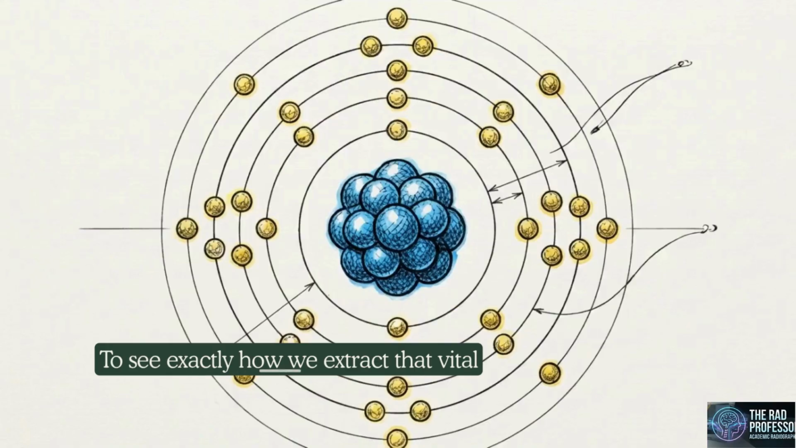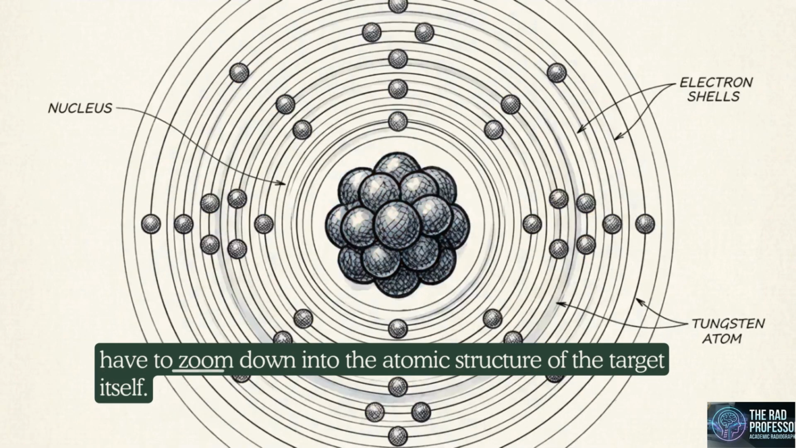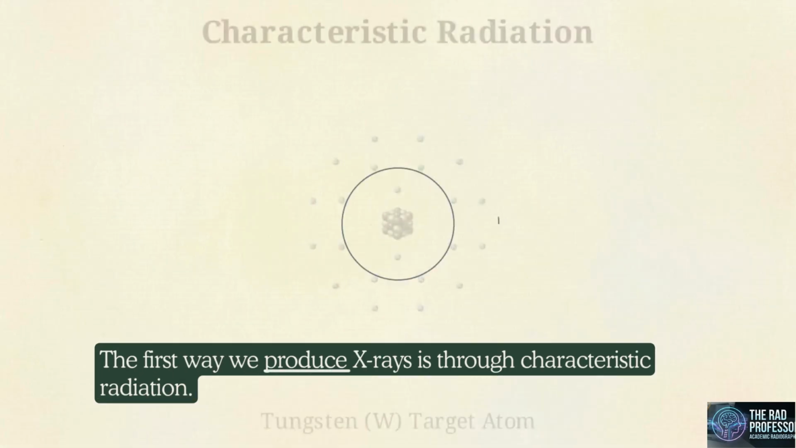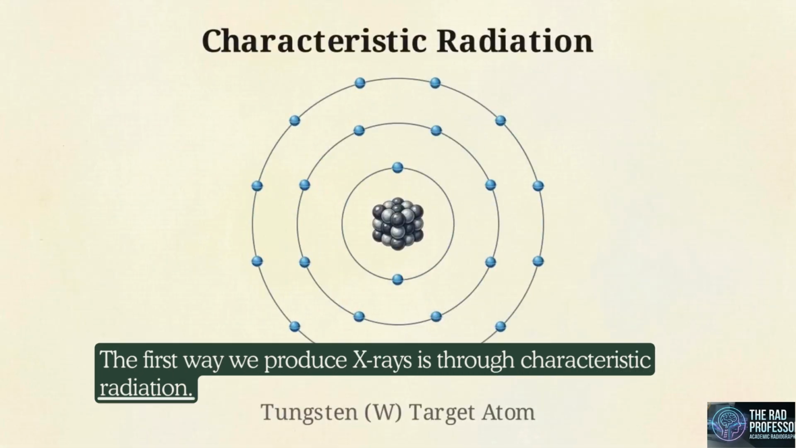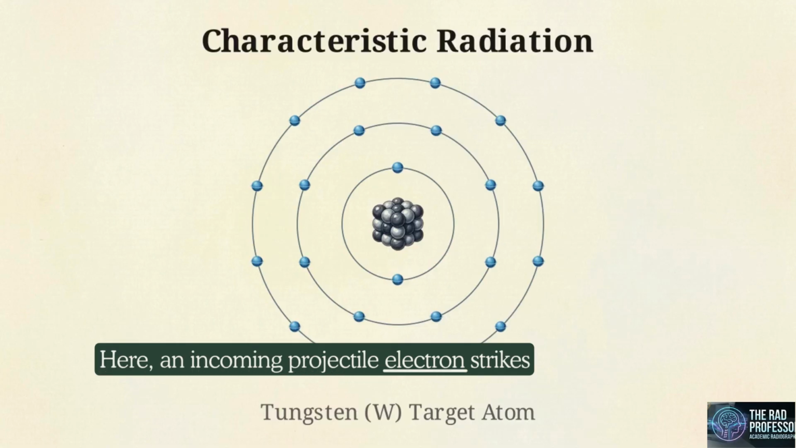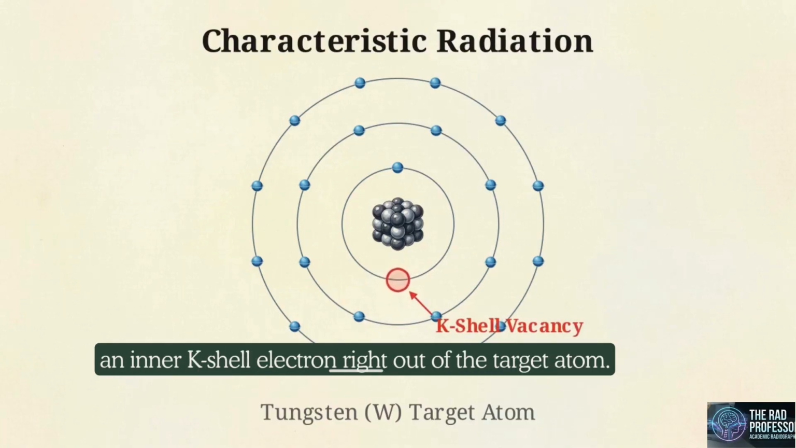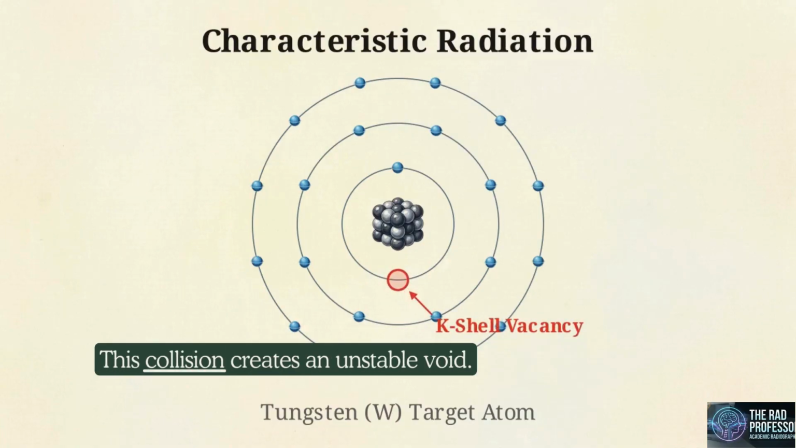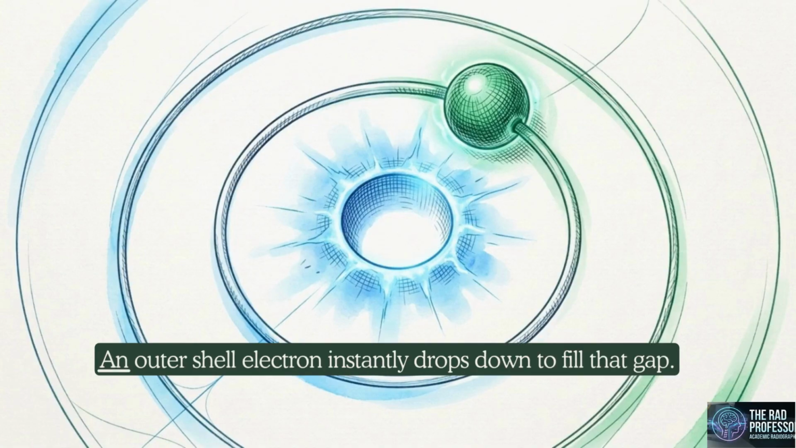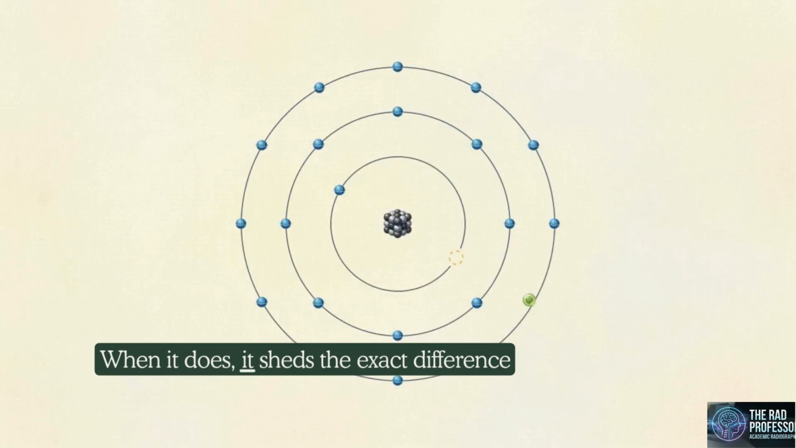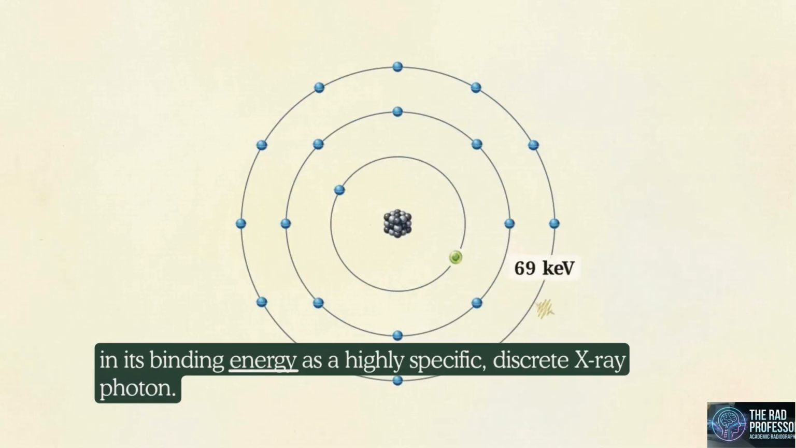To see exactly how we extract that vital 1% of diagnostic light from the collision, we have to zoom down into the atomic structure of the target itself. The first way we produce X-rays is through characteristic radiation. Here, an incoming projectile electron strikes with enough force that it completely ejects an inner K-shell electron right out of the target atom. This collision creates an unstable void. An outer shell electron instantly drops down to fill that gap. When it does, it sheds the exact difference in its binding energy as a highly specific, discrete X-ray photon.